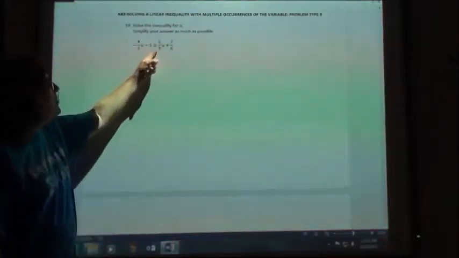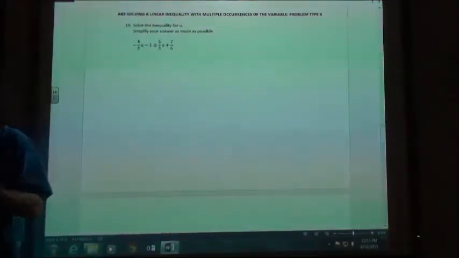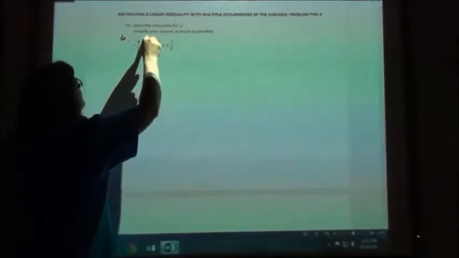Here, if I have a 3 and a 6, I can use 6 for my least common denominator. Some people multiply them all together and use 36. Well, that works, but why use a bigger number than you need to? So I'm going to multiply each term times 6.